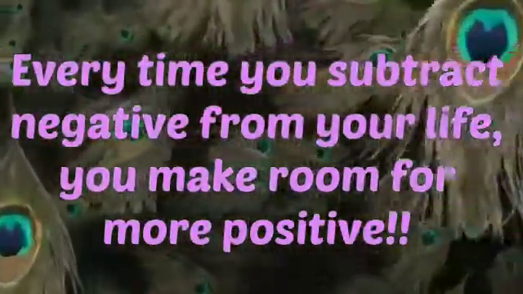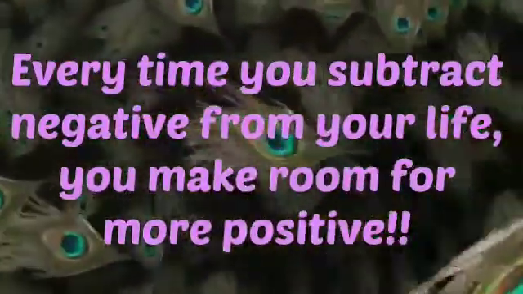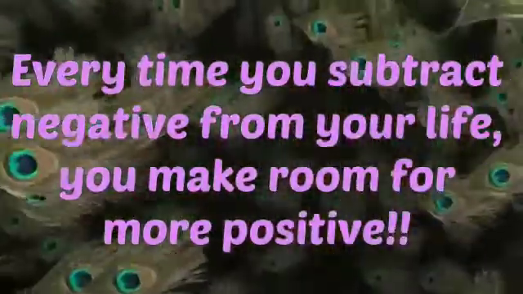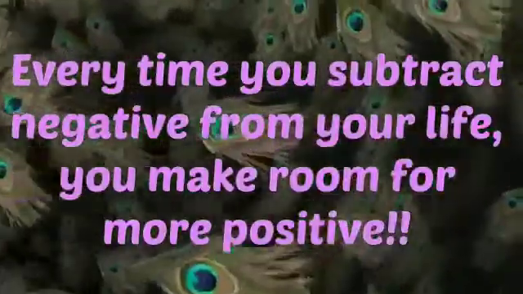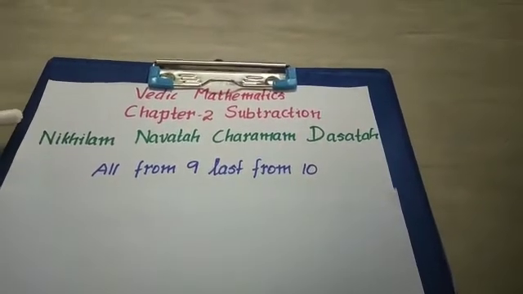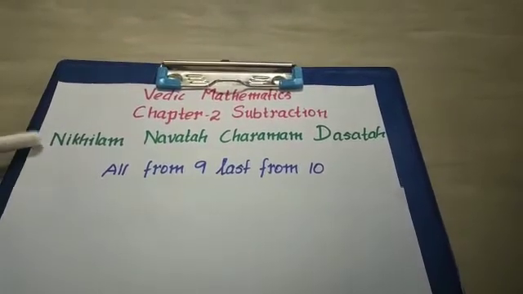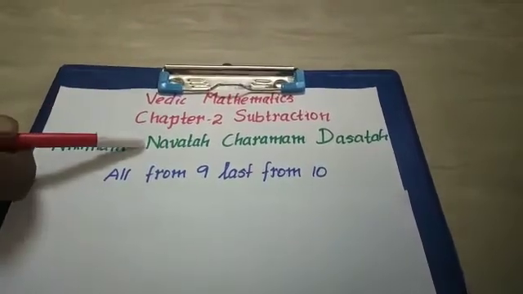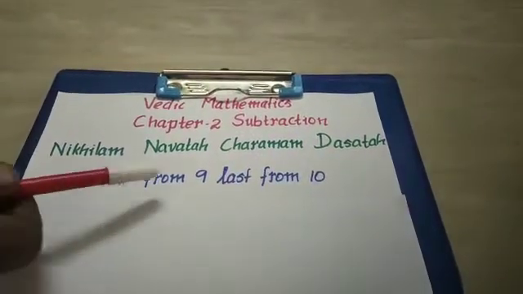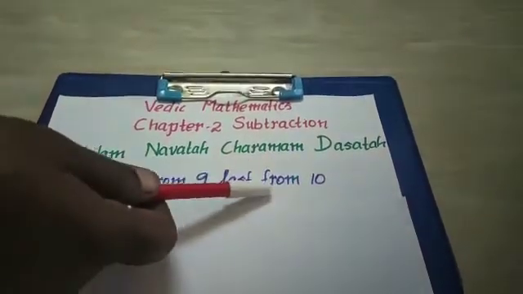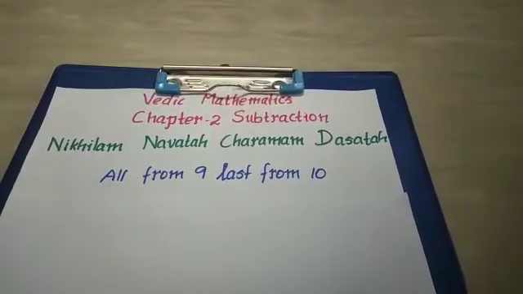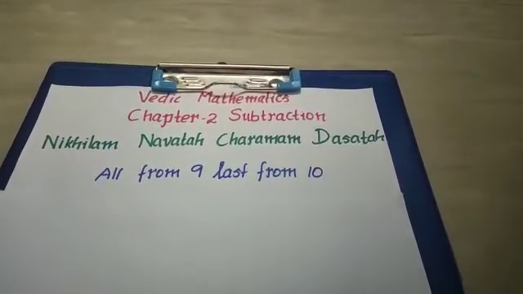Can you guess what topic you are going to learn? Yes, today we are going to learn about subtraction in Vedic mathematics. Here we are going to see how to do subtraction by using the Nikhilam method. That is Nikhilam, Navatashcaramam, Dashatah. It means all from 9, last from 10. So here we want to know the 9 complement and 10 complement for doing the subtraction.